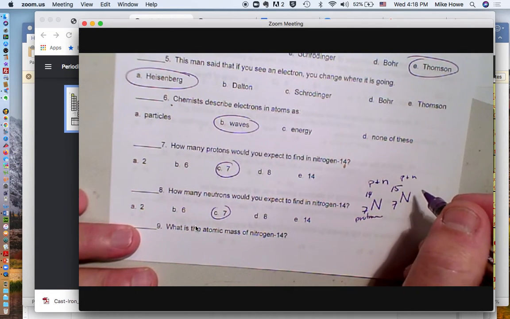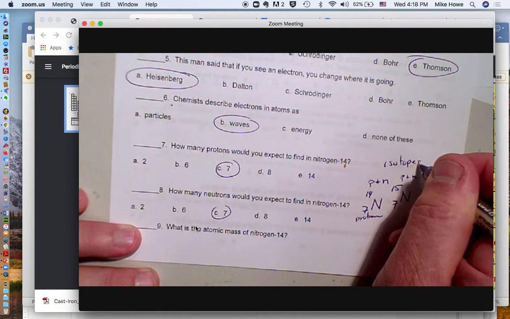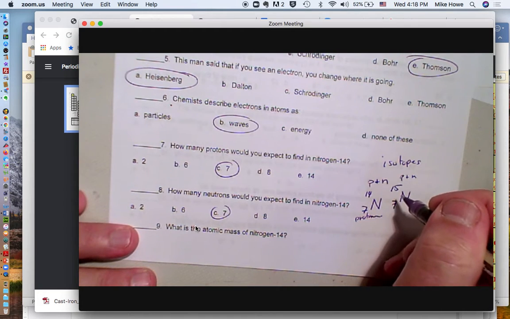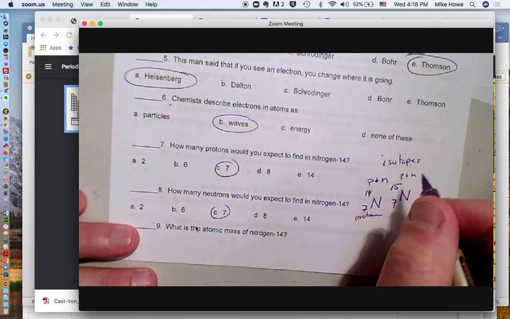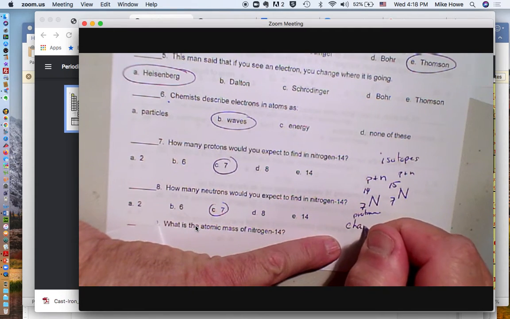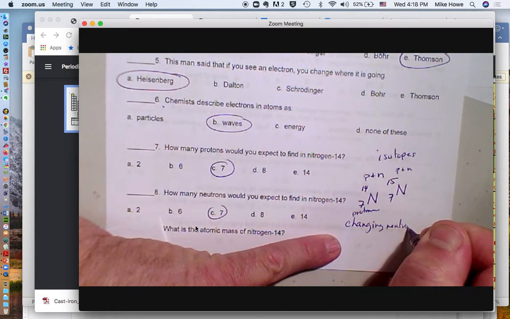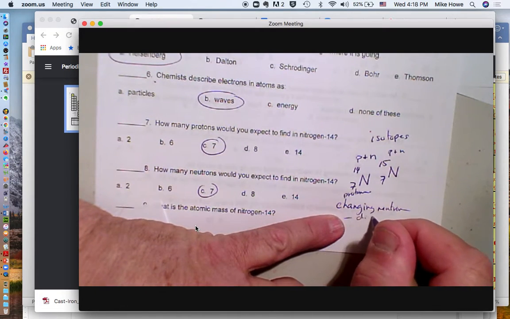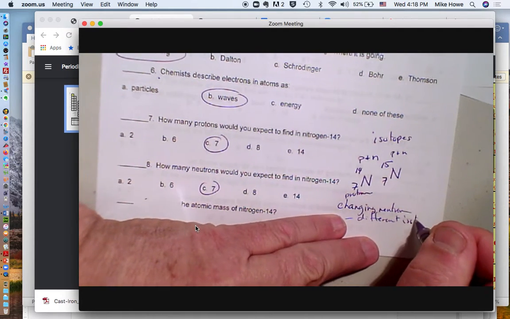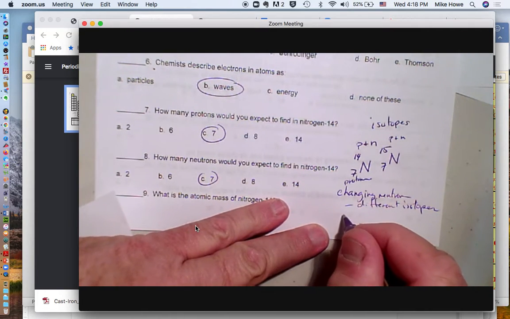So isotopes are atoms of the same element with different numbers of neutrons, because neutrons can change. So changing neutrons makes different isotopes. I'll write this down. Isotopes. And changing electrons makes different ions.